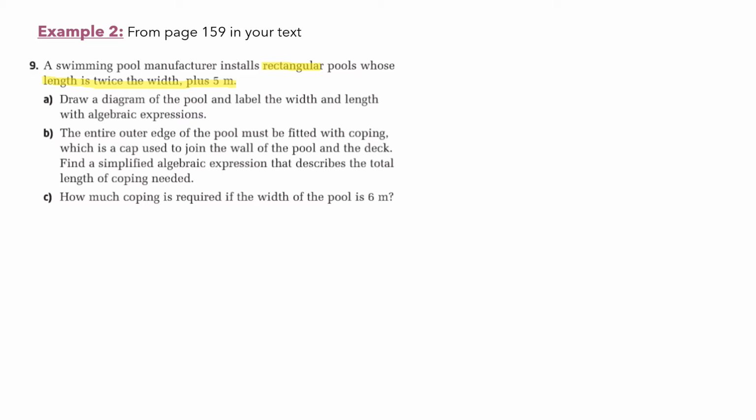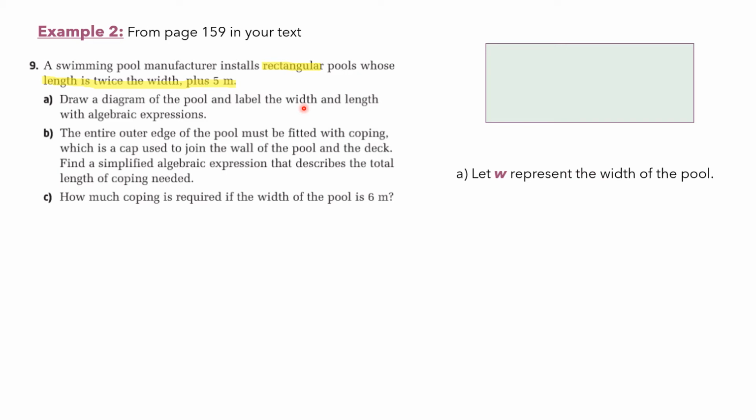So what we have to do for part A is draw a diagram of the pool. So here's my diagram of a pool, and label the width and length with algebraic expressions. So label the width. So I'm going to let W represent the width of the pool. Remember the past example, I said to start with a let statement, so I can't just start throwing letters around like a W or an X without telling the reader what it stands for. So W is the width of the pool. Now I can use a W. There's the label, the width.